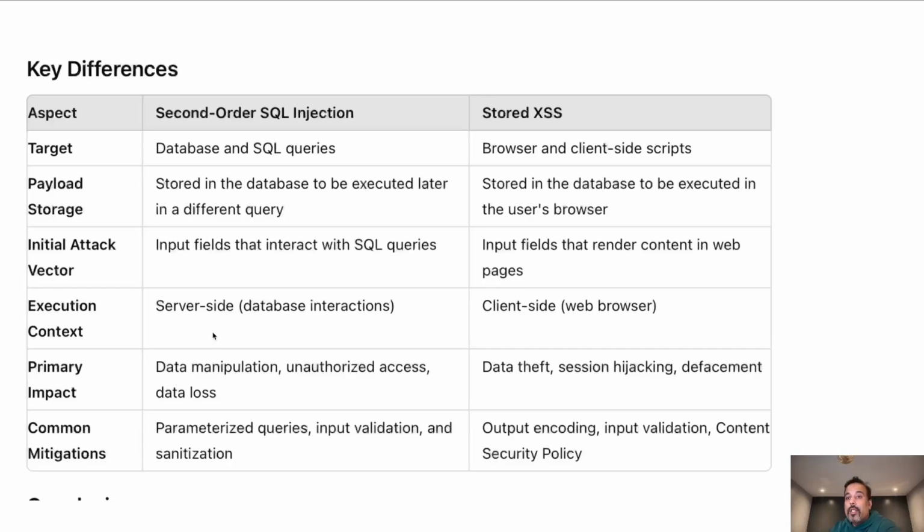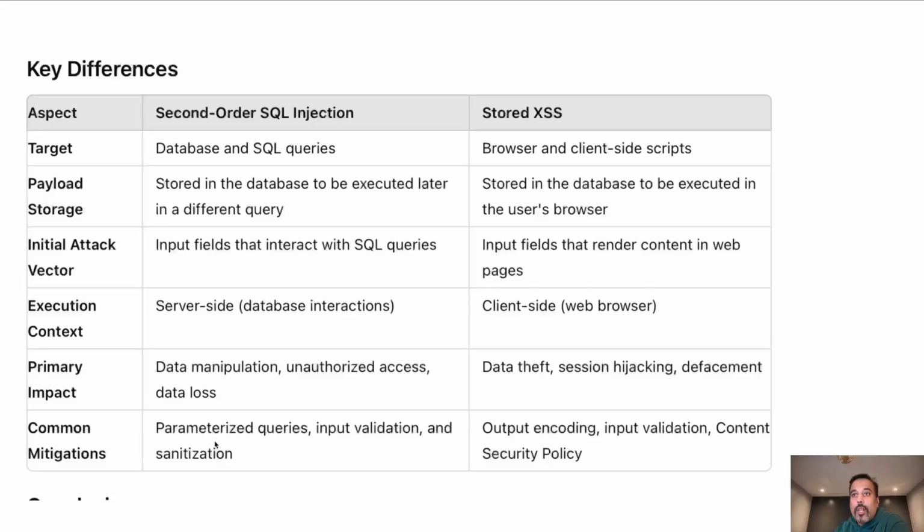Execution context: one is executed on the server side, with database interaction. The second one is the client web browser. Primary impact: data manipulation, unauthorized access, data loss. Over here it's data theft, session hijacking, defacement.